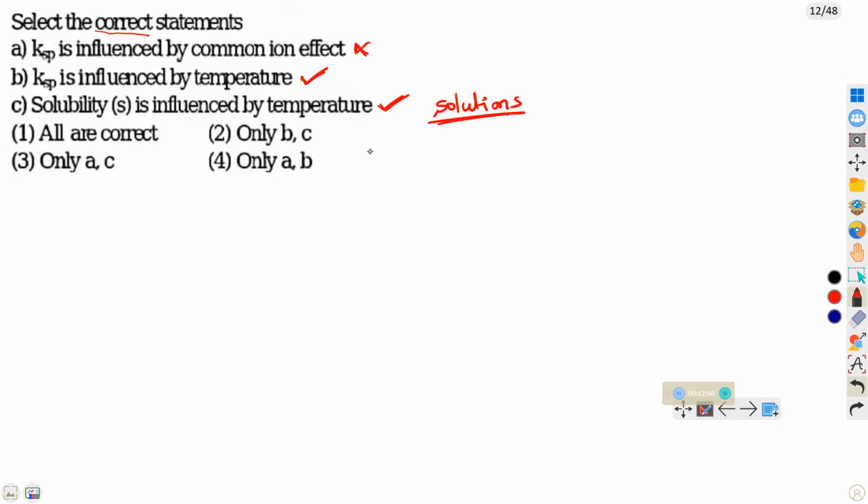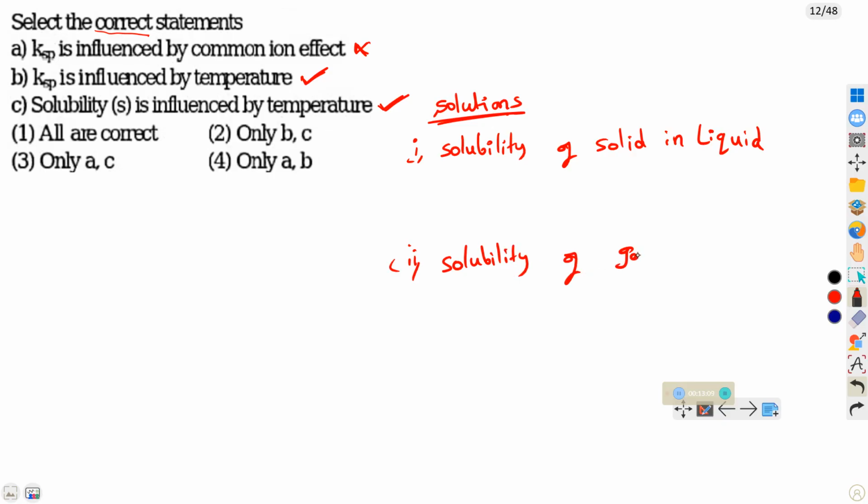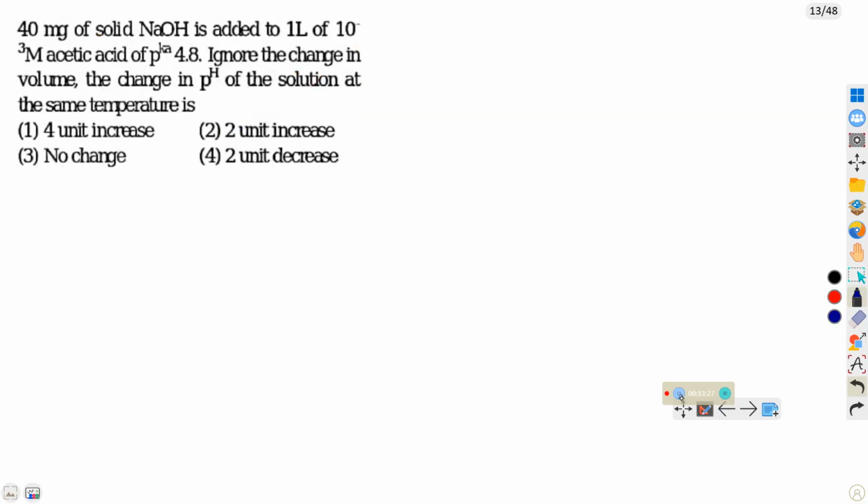In the solutions lesson, two subconcepts are there. Solubility of solid in liquid, and the second one is solubility of gas in liquid. The solubility of solid in liquid is directly proportional to temperature. Solubility of gas in liquid is inversely proportional to temperature. Only B and C are correct.